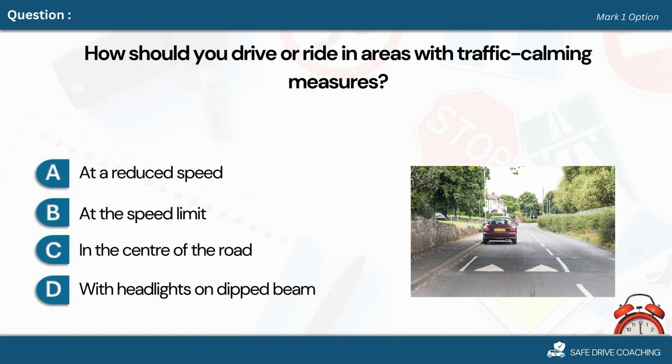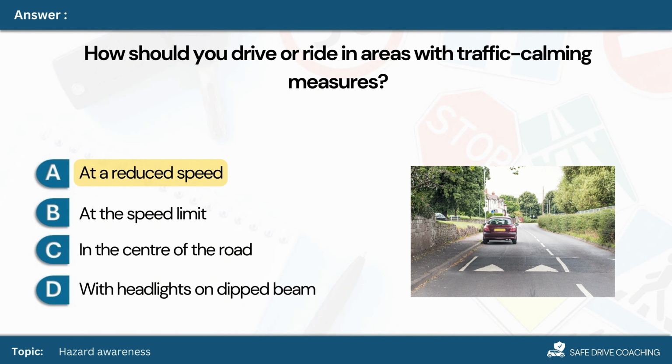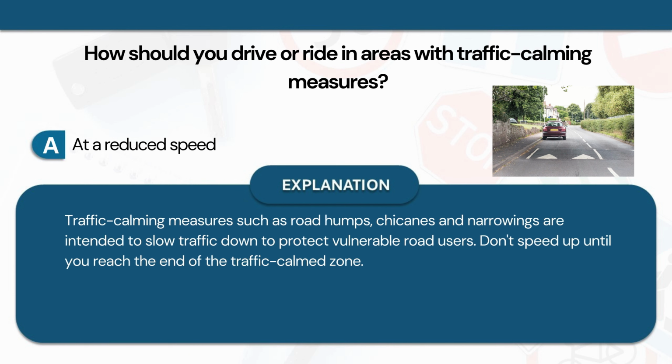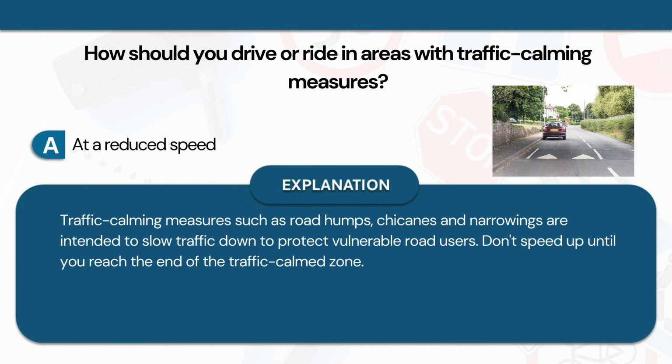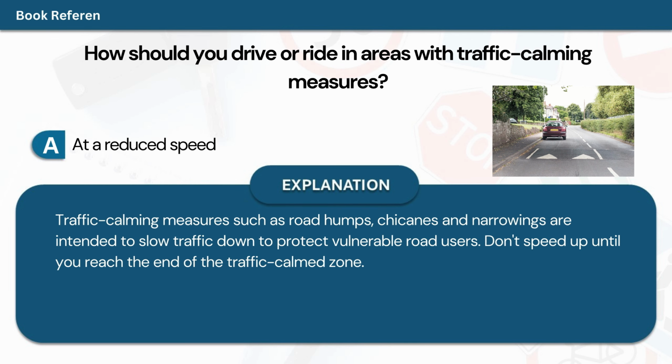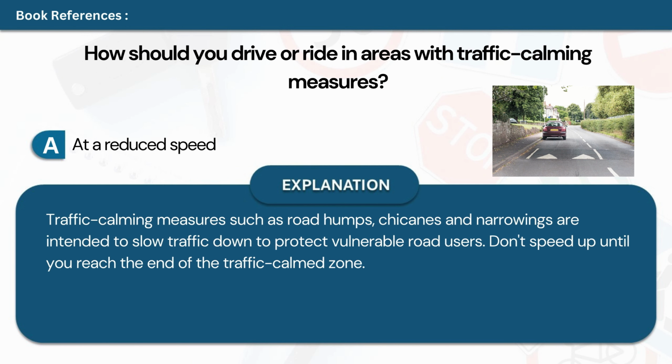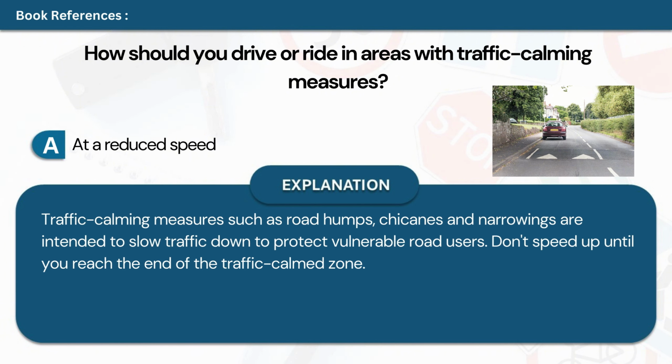The correct answer is A. At a reduced speed. Traffic calming measures such as road humps, chicanes and narrowings are intended to slow traffic down to protect vulnerable road users. Don't speed up until you reach the end of the traffic calmed zone.